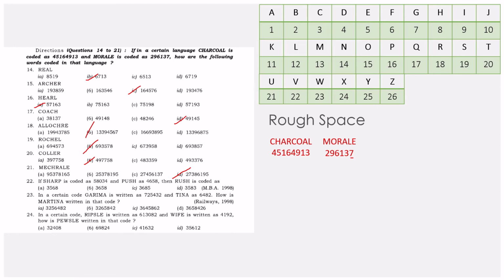And the next thing, in the next type of questions, I won't write the code, I'll just highlight them. Sharp is coded as 58034, push is coded as 4658, and they are asking for rush. And in the next one, they are asking for Martina, and in the next one, they are asking for PEWSLE. Okay.